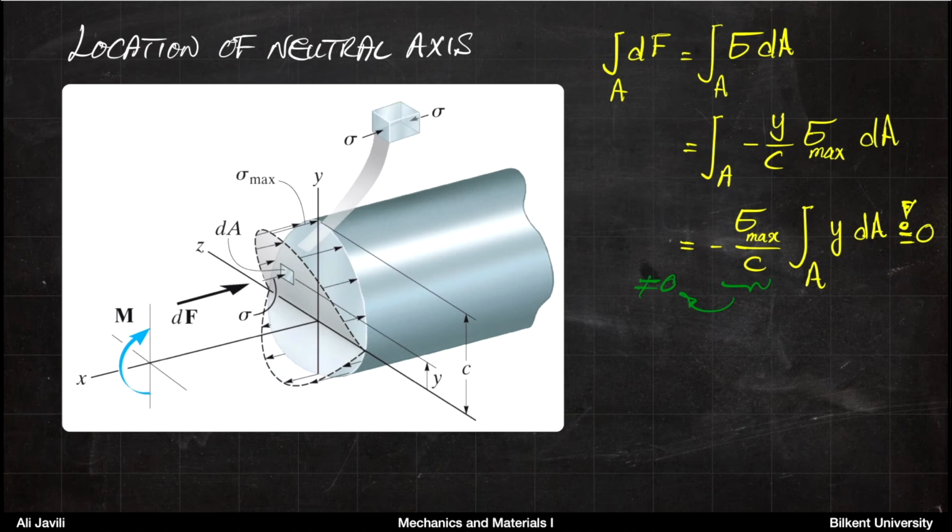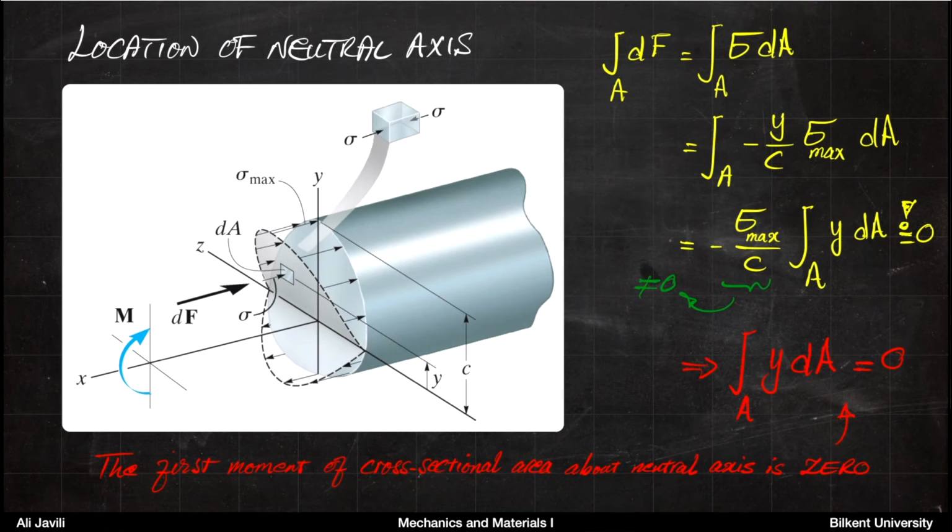So we know this whole expression is 0, but we also know that the coefficient you have here is not 0. So from that, you can basically say that the integral here is 0. So what does that mean? That means the first moment of cross-sectional area about the neutral axis is 0.